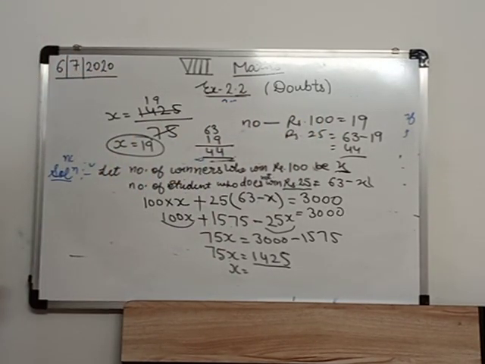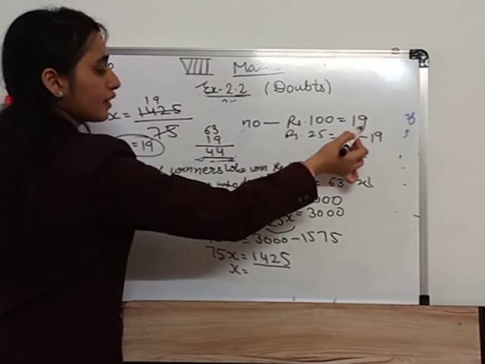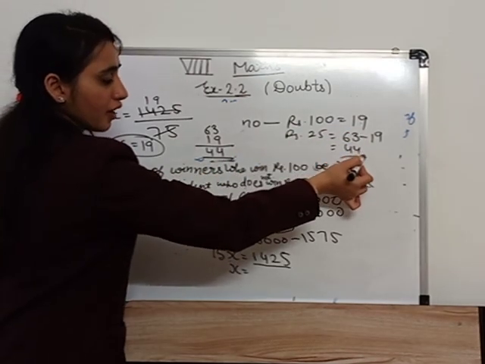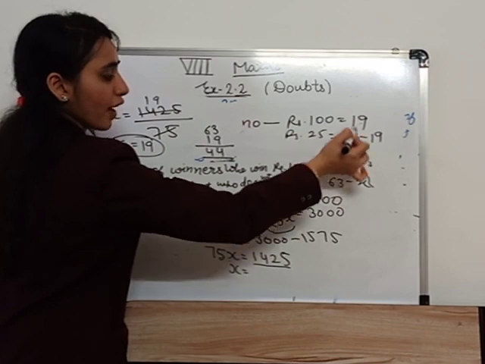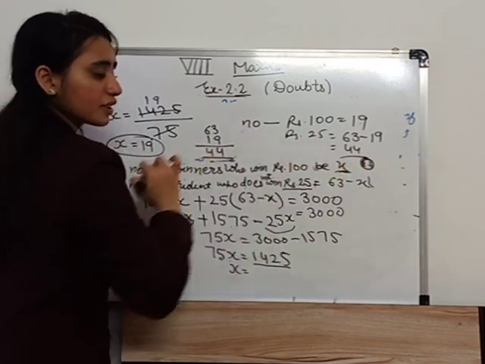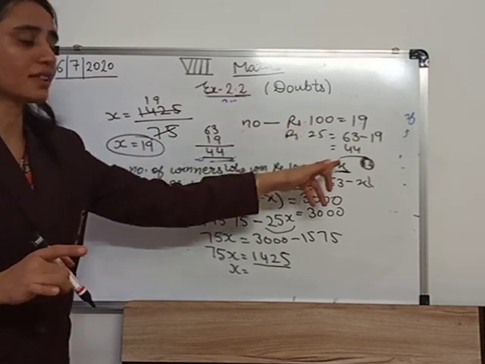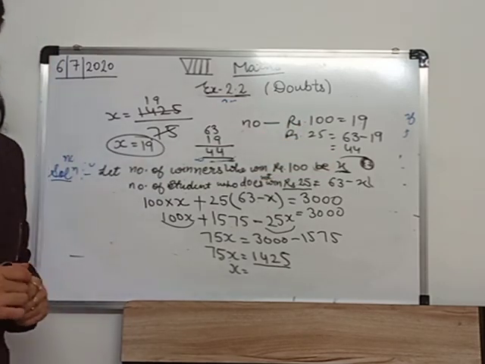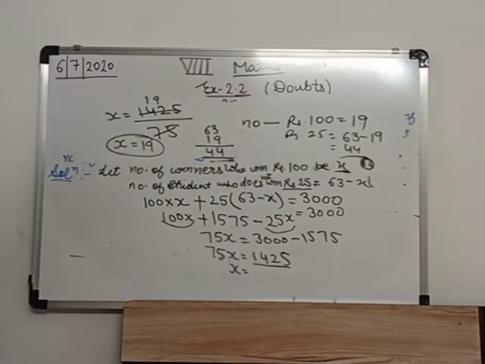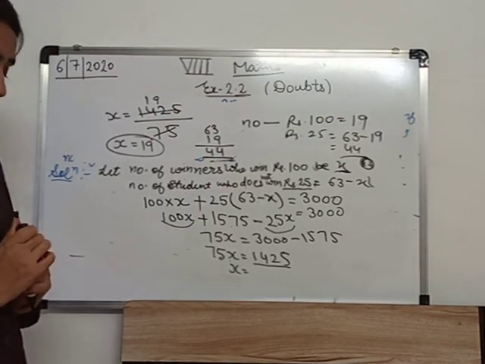If you want to check your answer, add these two. 9, 10, 11, 12, 13, 3 and 1 carry, 4, 5, 6. Total students becomes 63, which is given in the question. So our answer is correct. Okay. Like this way we check each and every question and check our answer. This is all about our doubt solving questions, doubt clearance session.